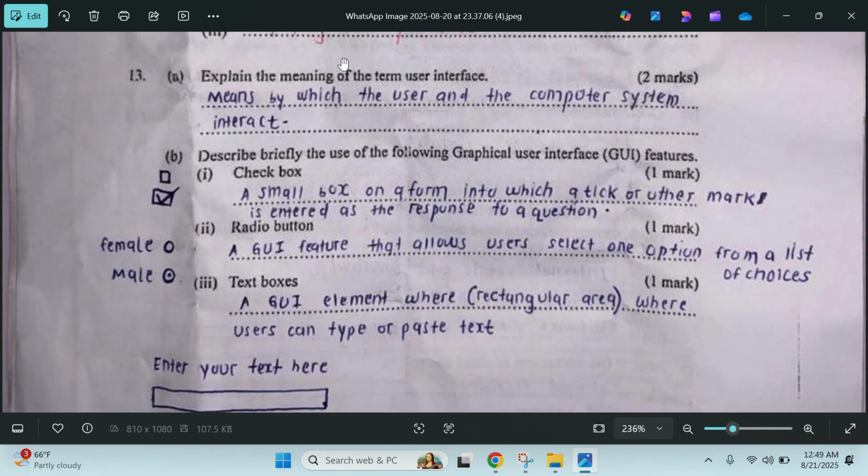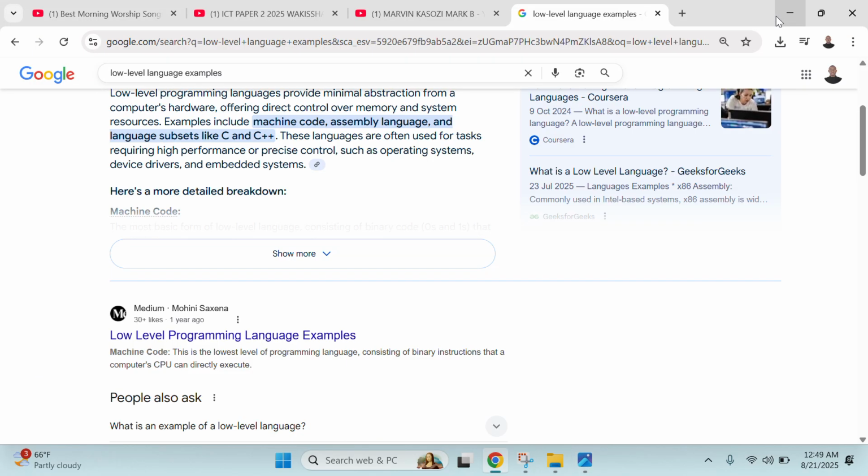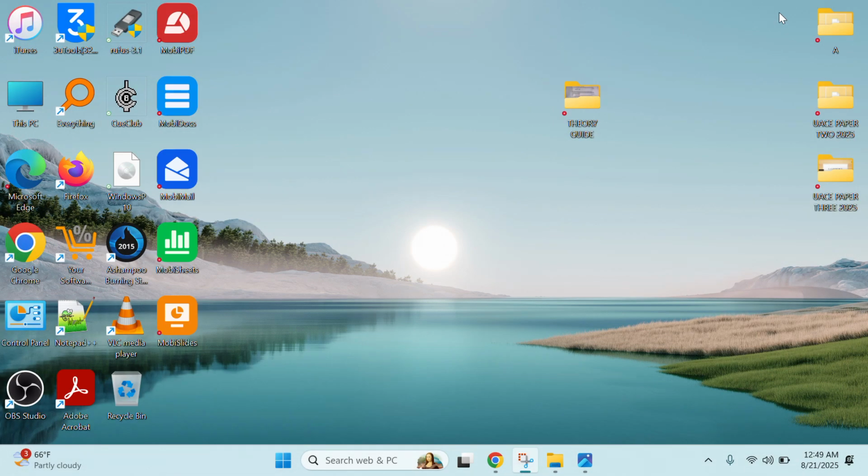13. Explain the meaning of the term user interface. Now, user interface just means a means by which a user interacts with the computer system. How a user is going to interact with the computer system, it's a user interface.